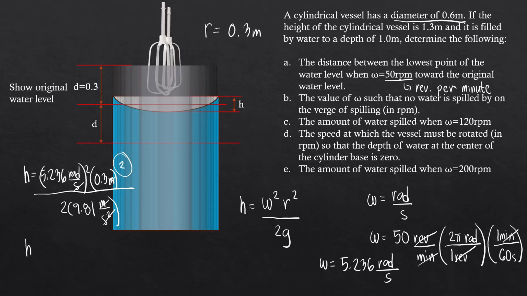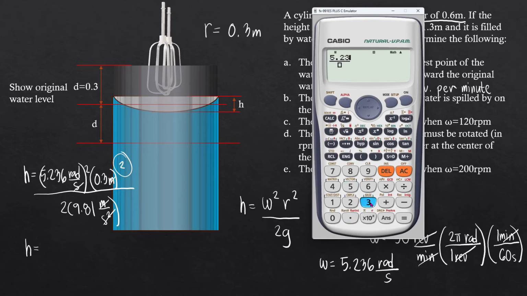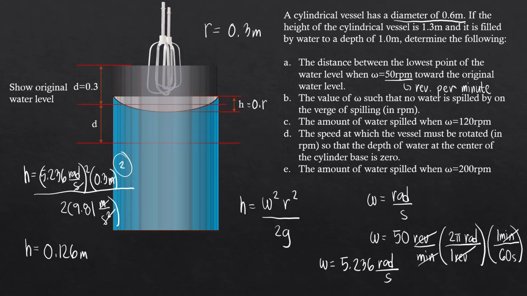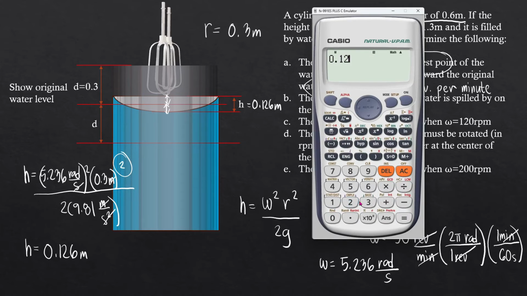And so we have h equal to 5.236 squared times 0.3, also squared, divided by 2 times 9.81. So this gives us 0.126. And so if this is 0.126 meters, then the distance from the lowest point of the water level toward the original water level will be half of this. Because again, this distance and this distance are equal from our concept. And so 0.126 divided by 2 gives us 0.063.